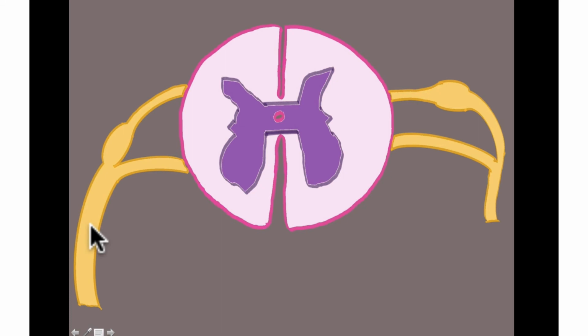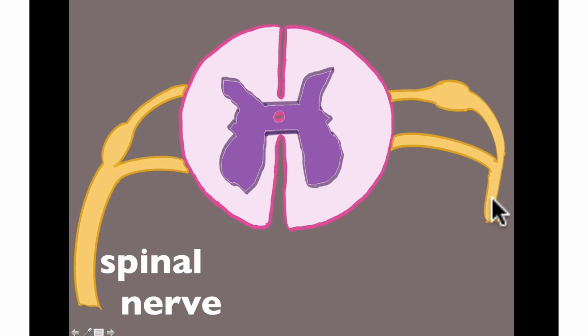So this right here is a spinal nerve. This is a spinal nerve. Those are paraspinal nerves. Nerves are a collection of axons. The axons can be sensory axons. They can be motor axons.